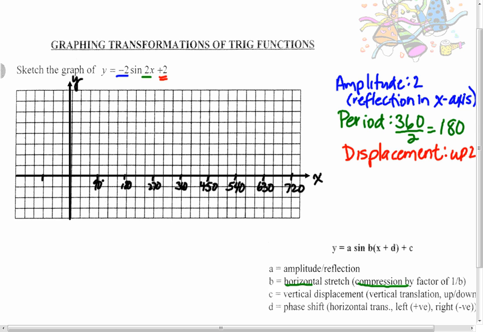Minus 90, minus 180. Okay. I am going to mark my spaces every 1: 1, 2, 3, 4, minus 1, minus 2. Okay. Let's draw a sine curve.